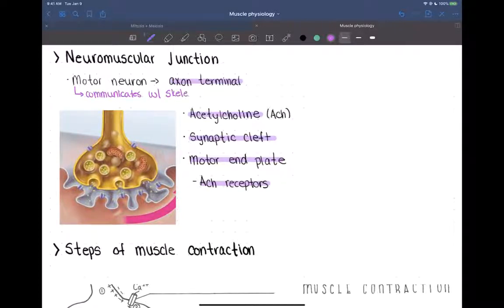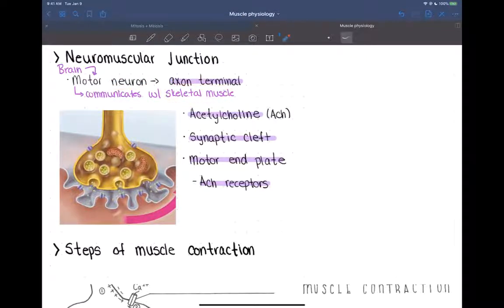It tells skeletal muscle when to contract. Skeletal muscle cells are not self-excitable, meaning they can't start their own action potentials. So they have to be told by a motor neuron, part of the nervous system. This information would be coming from the brain to that motor neuron, and then that motor neuron would send that information to the skeletal muscle, telling the muscle to contract.